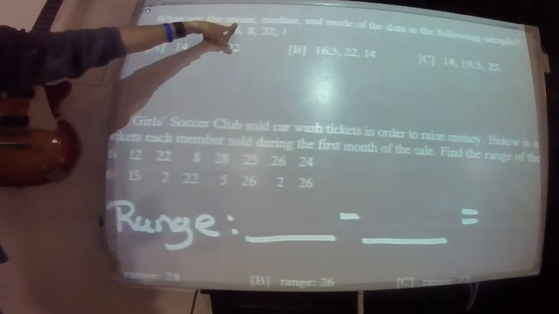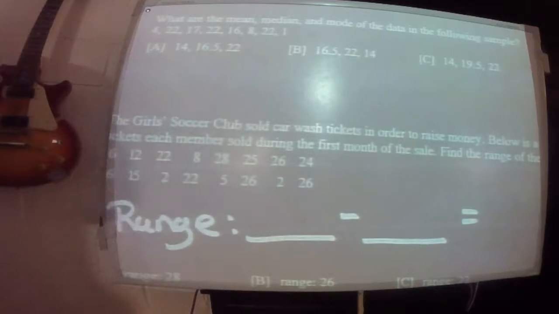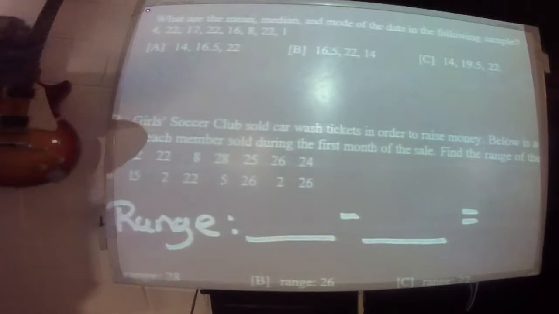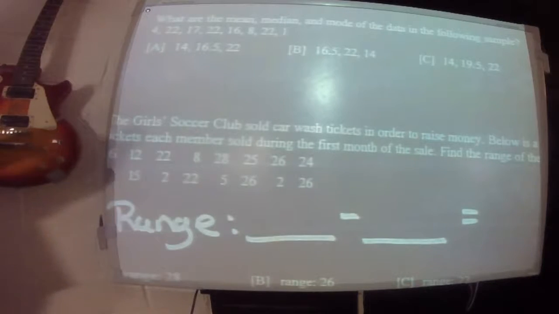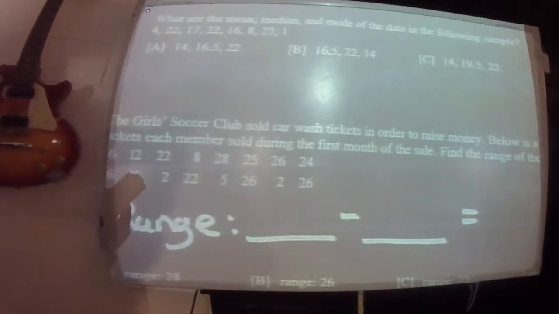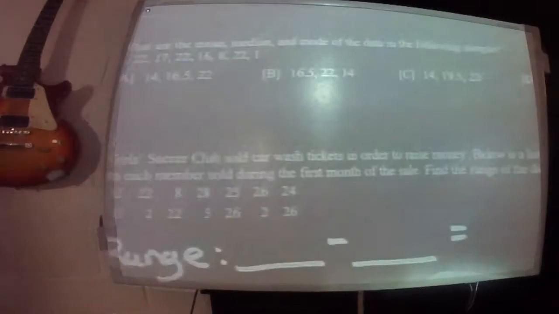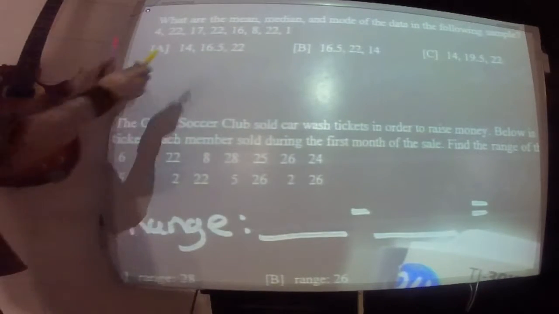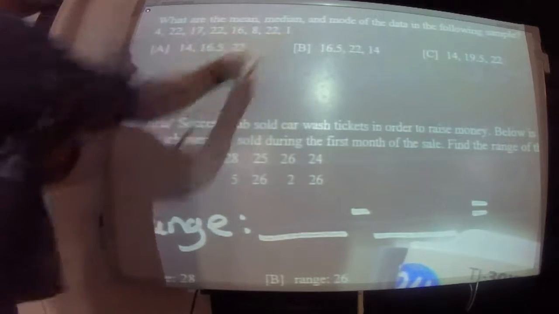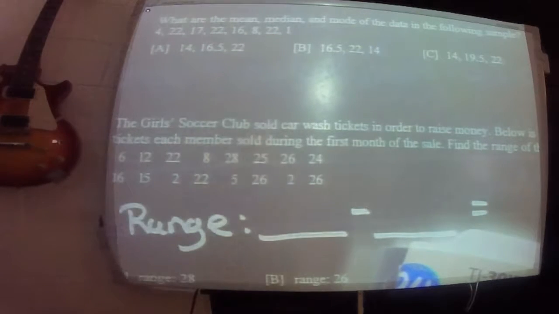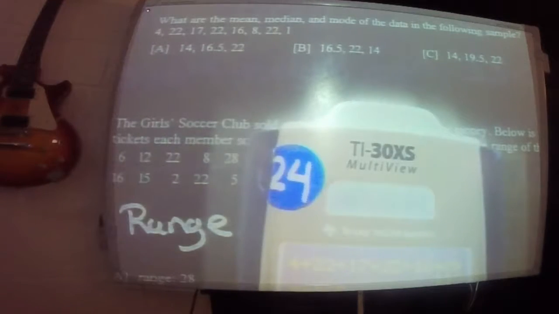Let's find the mean first. How do you find the mean? Add them all together. We got 4 plus 22 plus 17 plus 22 plus 16 plus 8 plus 22 plus 1. If you add them all up, make sure you get the same thing I'm getting, which is 112. Are we all getting 112? Now, how many pieces of data were there? 8. So divide by 8.